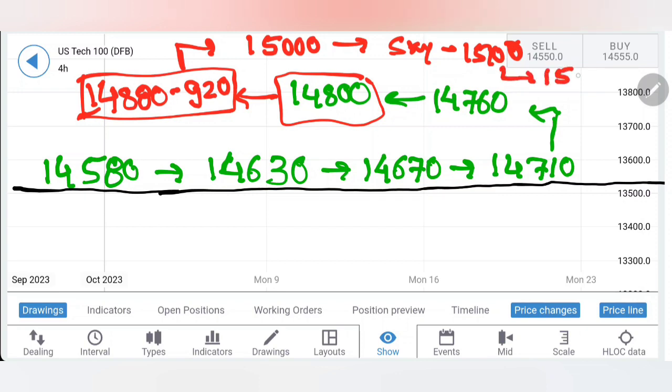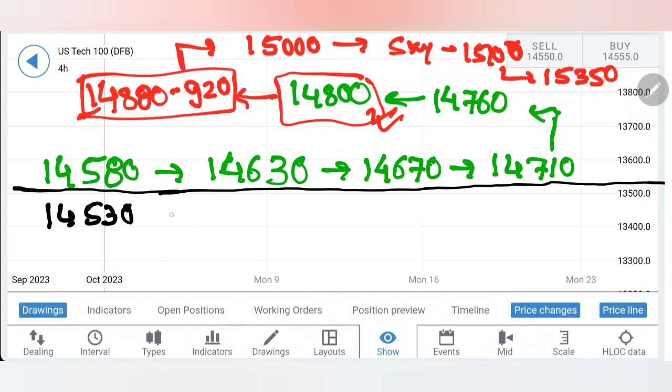Then 15,350 levels will be seen. But I think the chances are less that it is going to fly towards those levels. Even if it tries to rise, this is the greatest milestone which it has to break past in order to confirm the reversal.